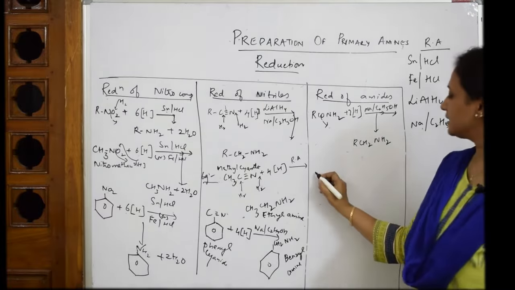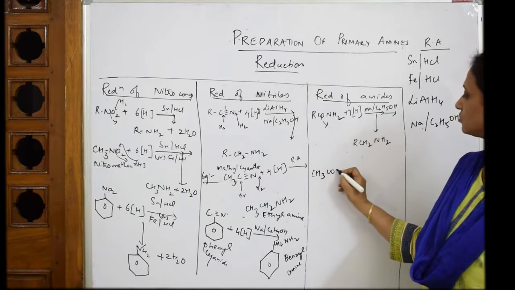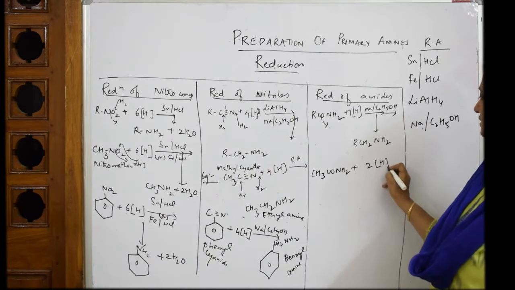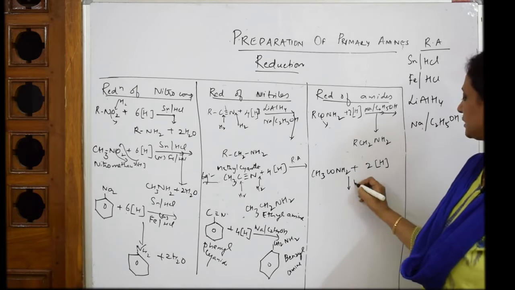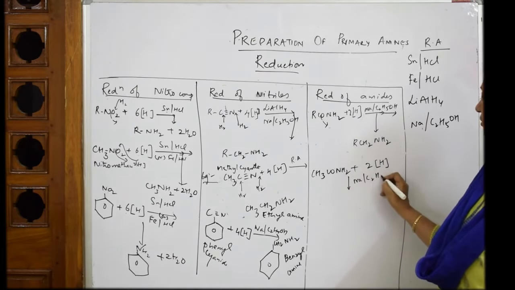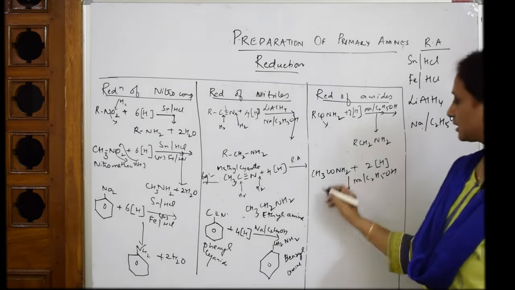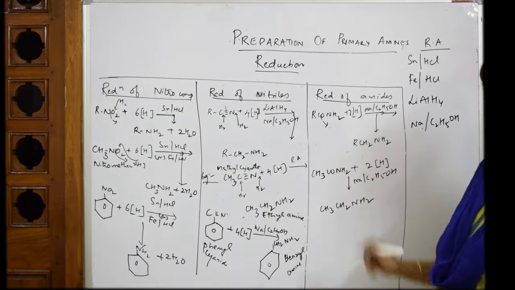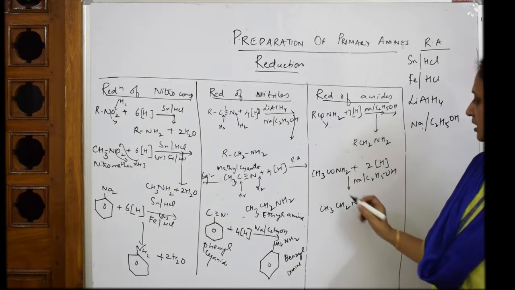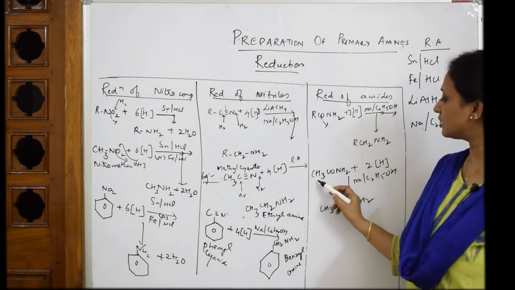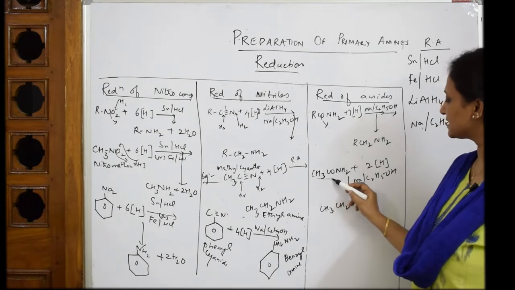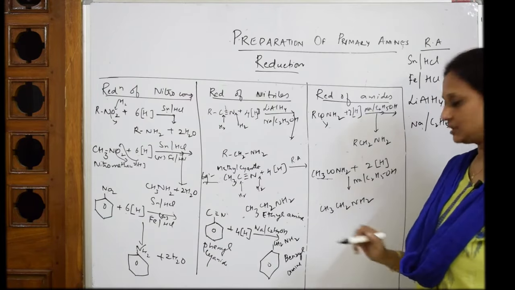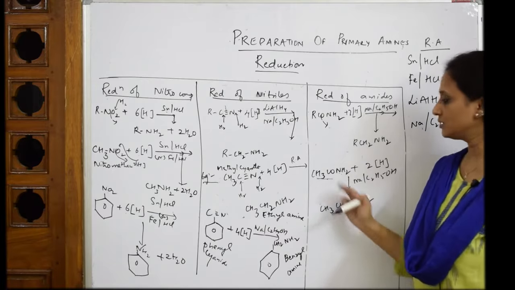Yes, so let us see. CH3CONH2. I can add 2 hydrogens to prepare this primary amine in the presence of sodium and ethanol. Convert this to CH3CH2NH2, because only 2 hydrogens I added. Now what is this compound? This is obtained from acetic acid, isn't it? So acetamide. This is acetamide. Now what is this? Ethylamine.